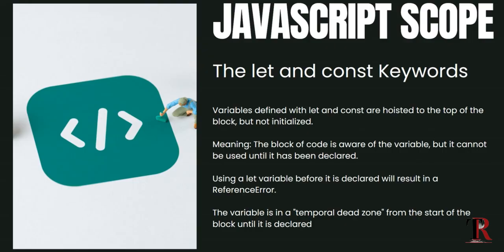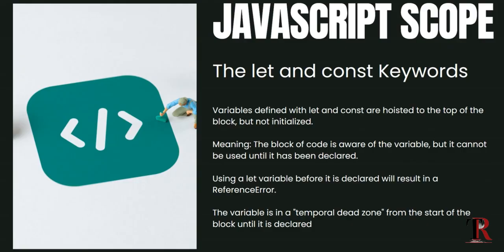Variables defined with let and const are hoisted to the top of the block but not initialized. As we are going to be saying in this video and subsequent videos, where we are going to be diving deep into the concept of hoisting in JavaScript, hoisting simply means that JavaScript moves all your variables to the top of your code block and then starts execution from it.